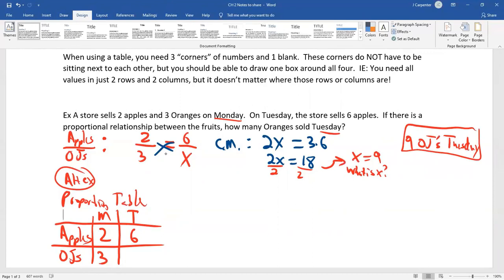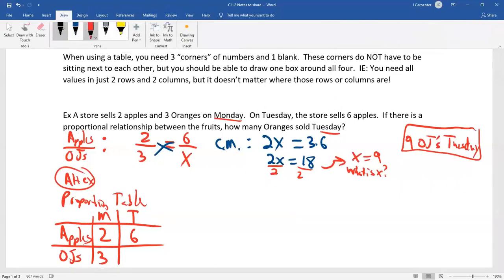When using a table, you need 3 corners of numbers and one blank. These corners do not have to be sitting next to each other. They are in this instance. I'll give you an example where they aren't next. But you should be able to draw one box around all 4 of these. You're going to draw your own box around this somewhere. The goal is to draw that box so that 3 corners have numbers and 1 does not. This has a number, this has a number, and this has a number. So that's exactly what I'm referring to.